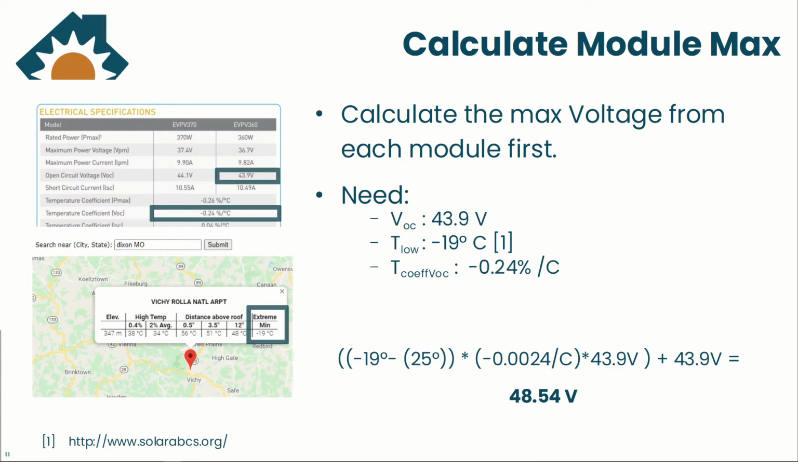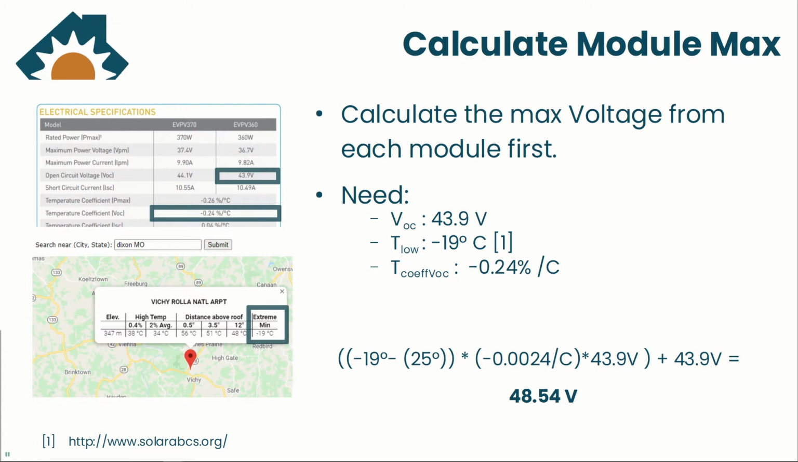The module data we will focus on are the maximum open circuit voltage, which we have here first, and the VOC temperature coefficient. Our VOC for this module is 43.9 volts, and the temperature coefficient is negative 0.24% per Celsius. I also used information from solarabcs.org to get my lowest and highest temperature data. So here I just searched Dixon, Missouri, and it looks like the extreme minimum is negative 19 degrees Celsius. So that's the number that we will use.